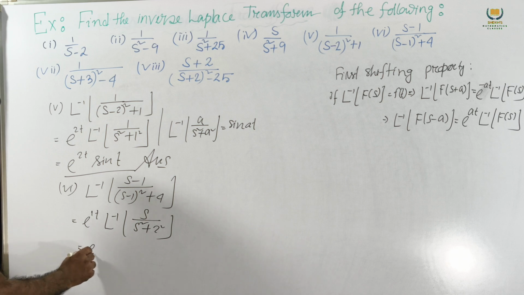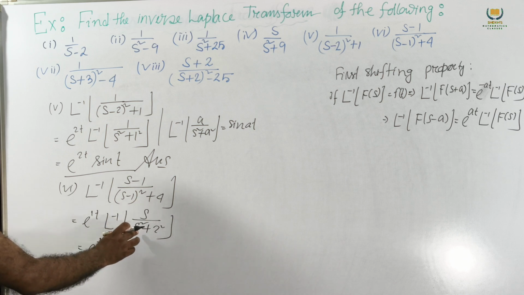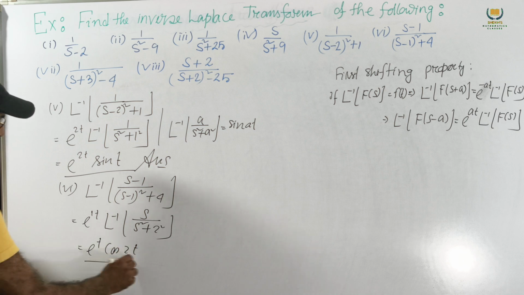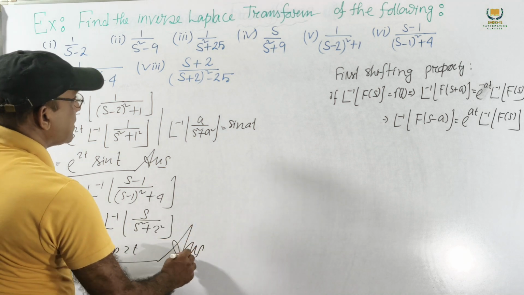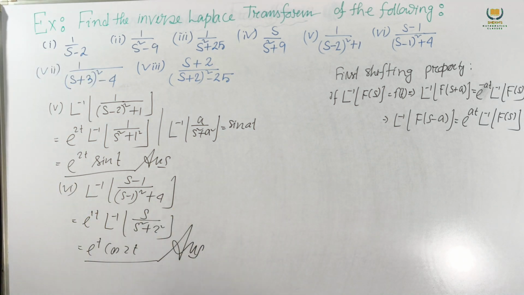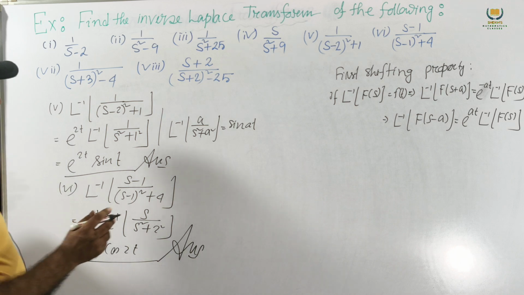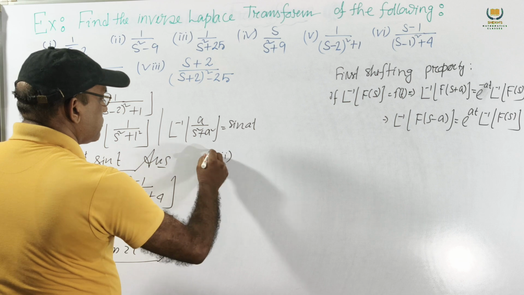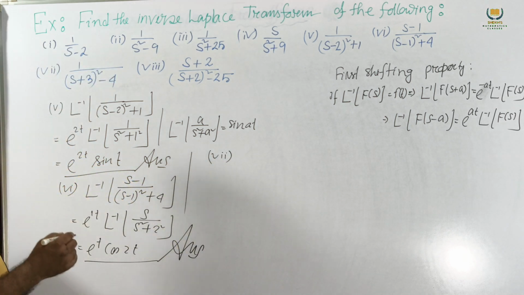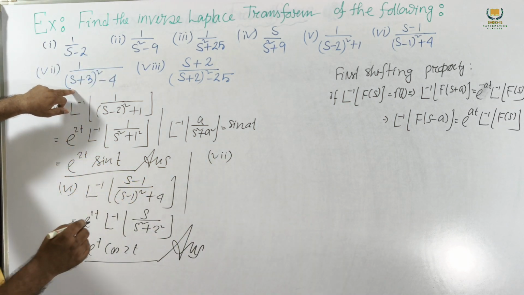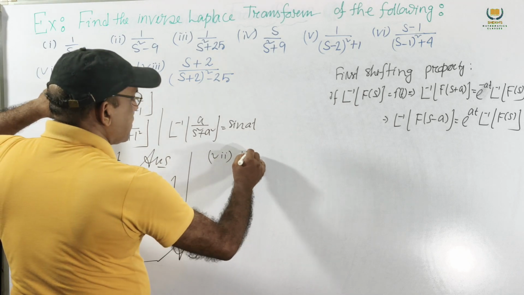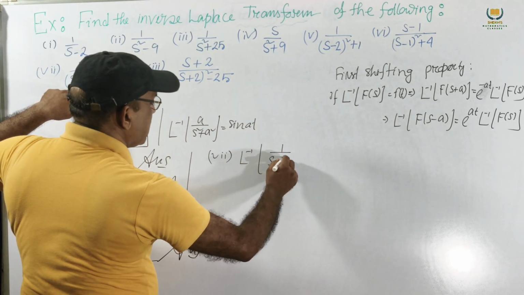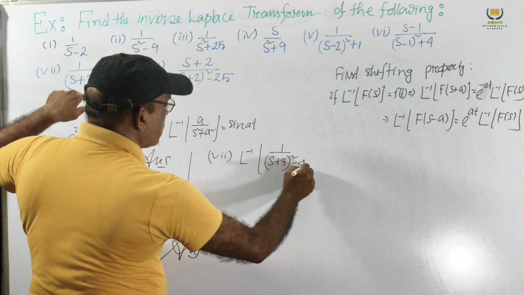So this is direct formula, s by s square plus a square cos at. And this is our answer. Answer we get this one. Next, number 7 we consider. In 7, this one 7. L inverse 1 by s plus 3 whole square plus 4.